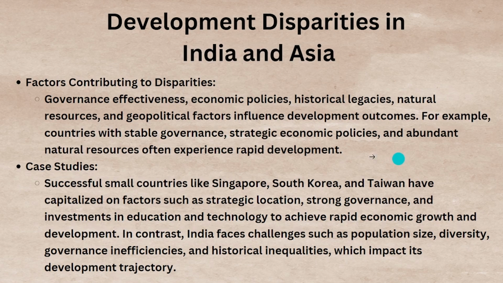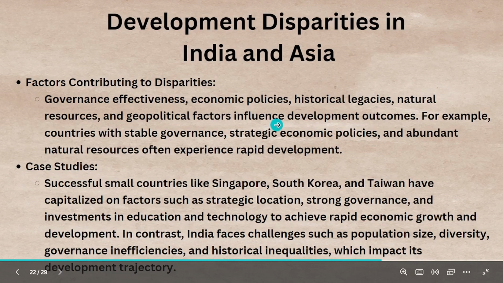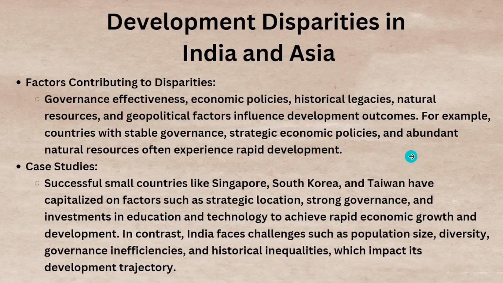Strategic economic policies. Strategic means having intelligent or very useful economic policies. Abundant natural resources often experience rapid development. This is the case I have explained with Middle East countries. Middle East means, in the whole world, if you take the Middle East from the Greenwich Meridian, the middle of the East, that's where they live, right? I don't have a world map at this point, but you can Google it. Why are Arabic countries all called Middle East? Because they are in the middle of the east from Greenwich.